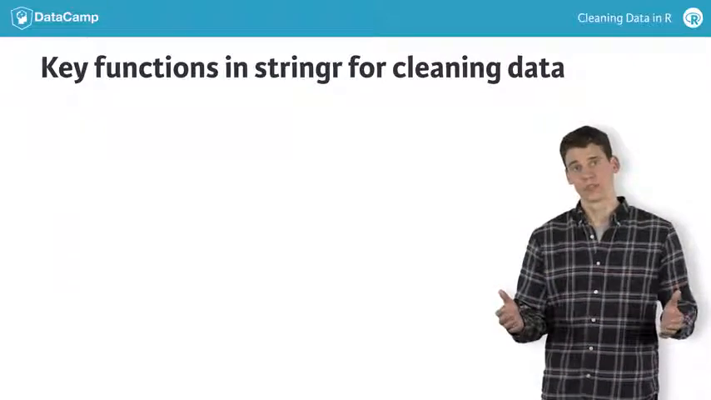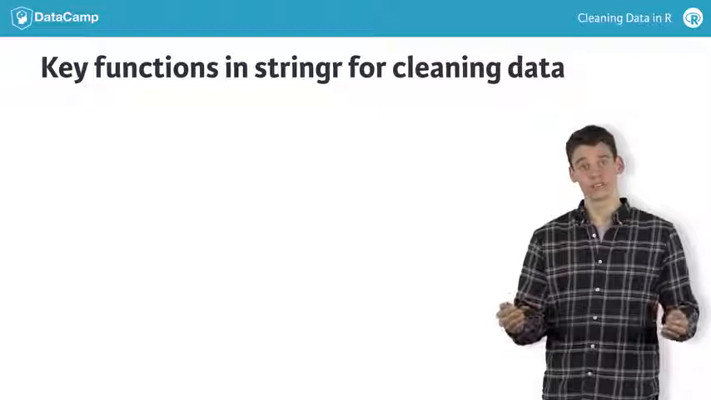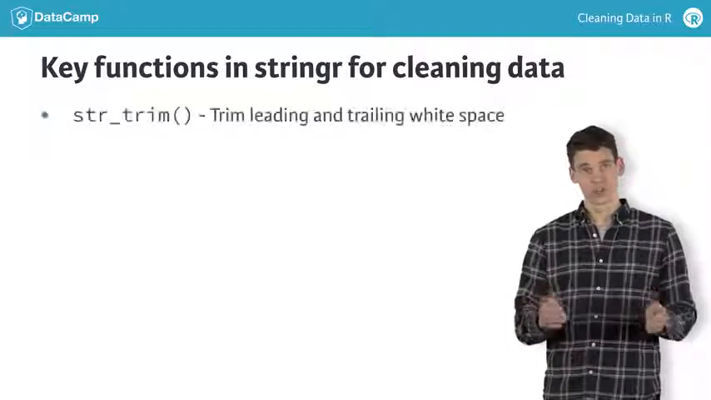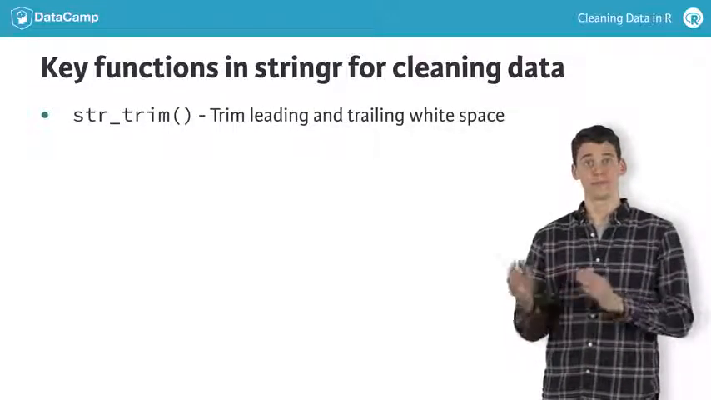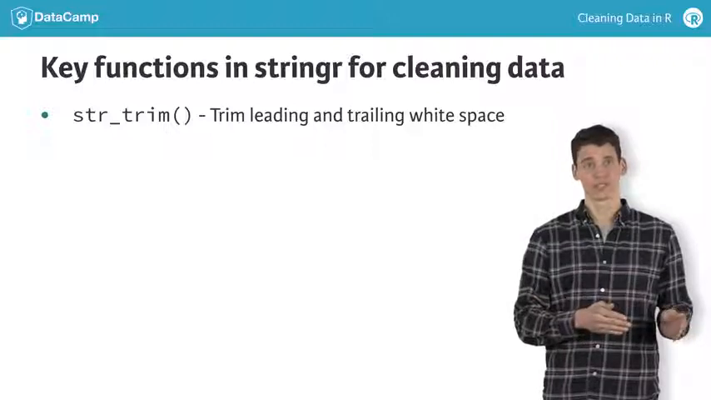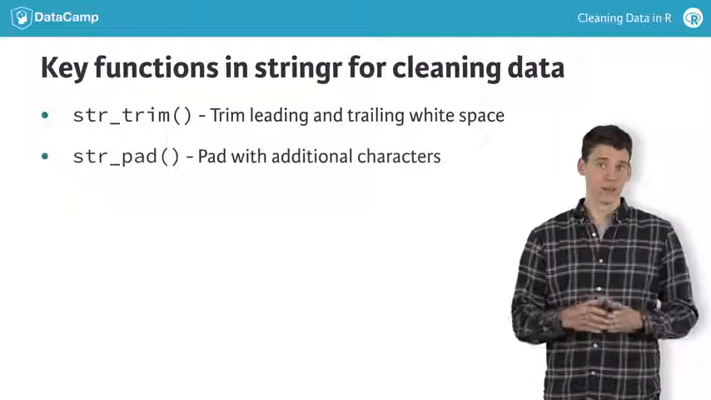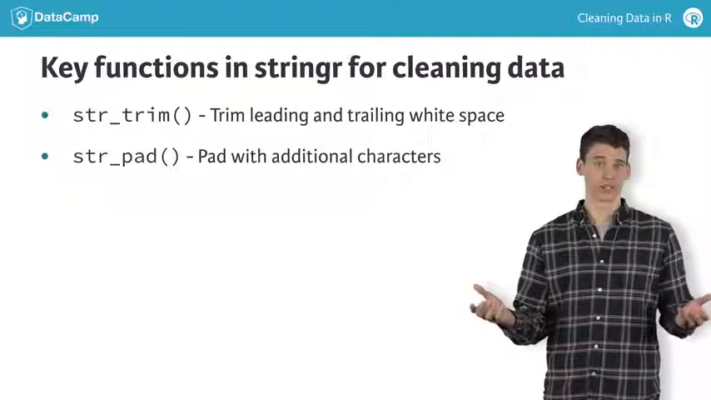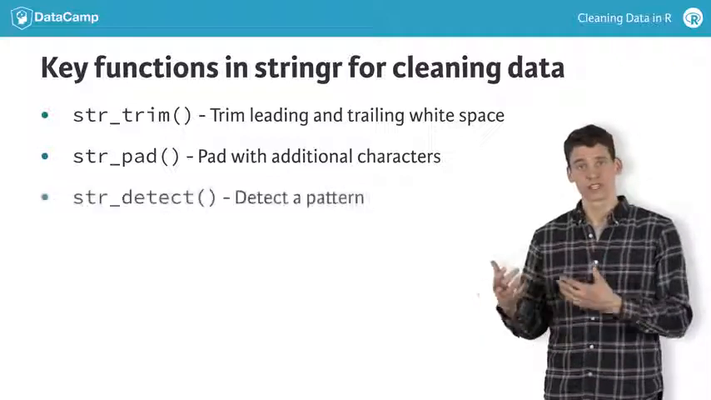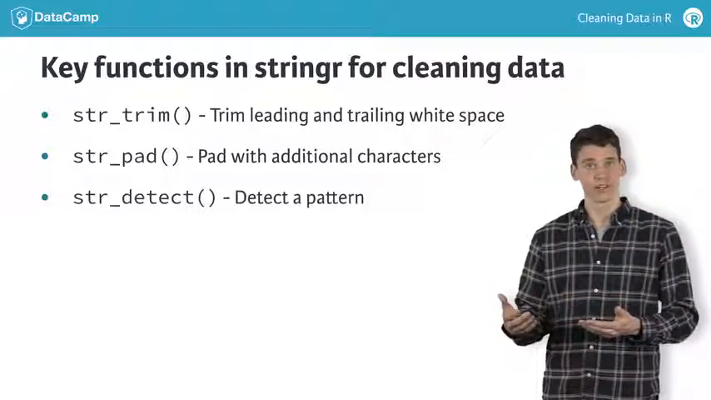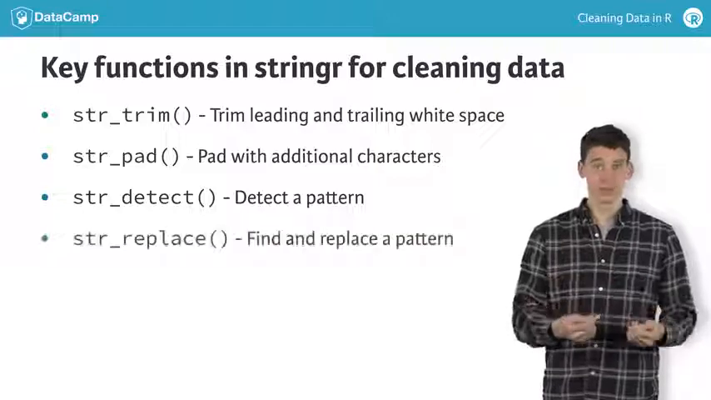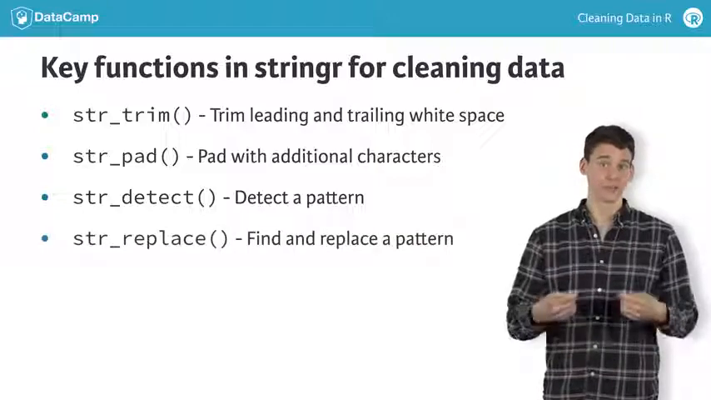So to recap, you've seen 4 key functions from stringr. str_trim for trimming leading and trailing white space. str_pad for padding strings with additional characters. str_detect for detecting a pattern. And str_replace for finding and replacing a pattern.